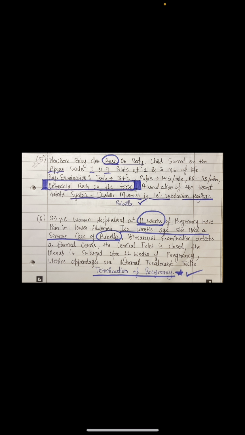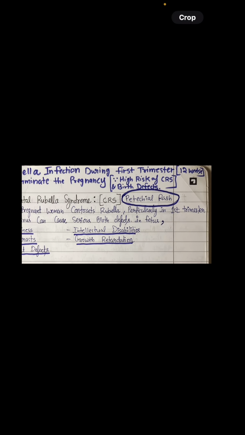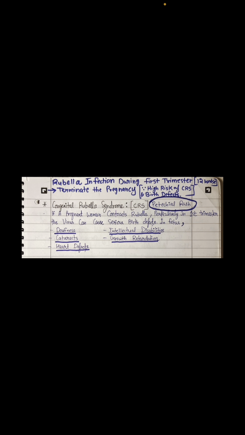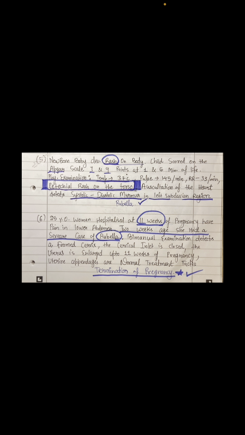Next patient is saying the newborn developed a rash on the body. On physical examination, Apgar score 7 and 9, temperature and pulse are high, respiration is high, petechial rash on the torso. So you remember from the definition portion which type of rash we will see in the children. We are going to see the petechial rash in the children, particularly on the torso of the patient. Systolic diastolic murmur, this is highlighting the birth defects, the heart defect probably. So guys, this is the case of congenital rubella syndrome as well.